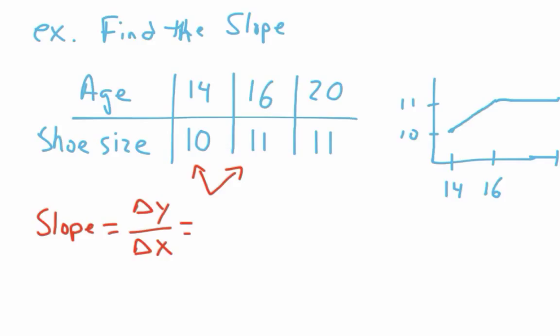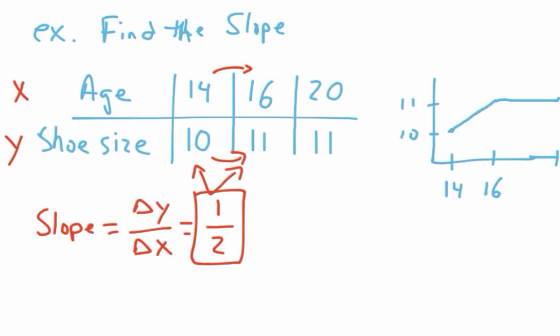And in our data tables, we always put the independent variable on the top, or in the left column if it's a vertical one, and the dependent in the bottom row or the right column. So my change in y then is going to be here from 10 to 11. So I can say 11 minus 10, or I'll just write in a 1. So I have a change of 1 shoe size. Then my x is going to be looking at what's the change there. 16 minus 14, 2 years went by. So my slope of this first line segment is going to be 1/2. That I went up about a half size every year.